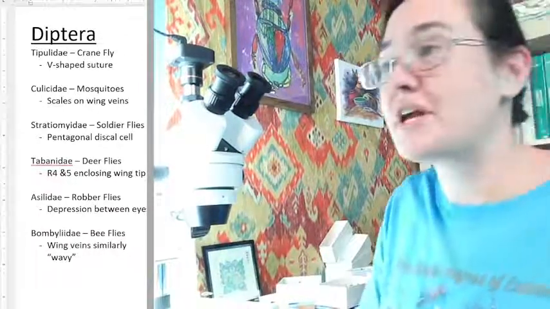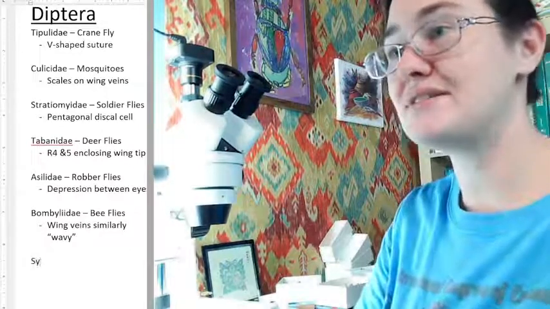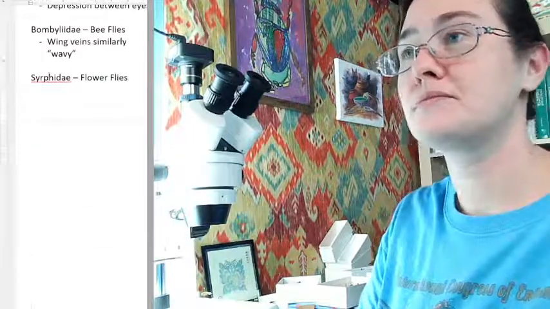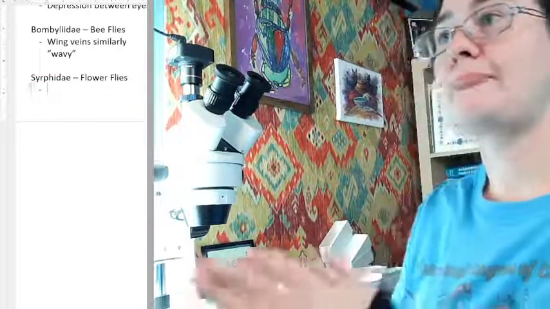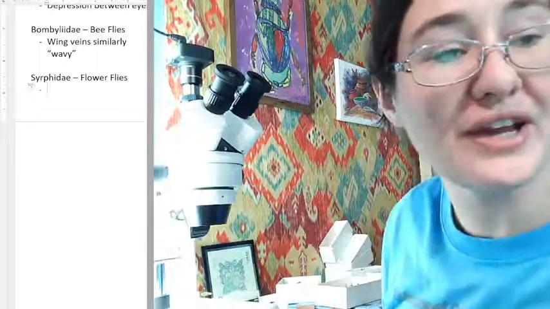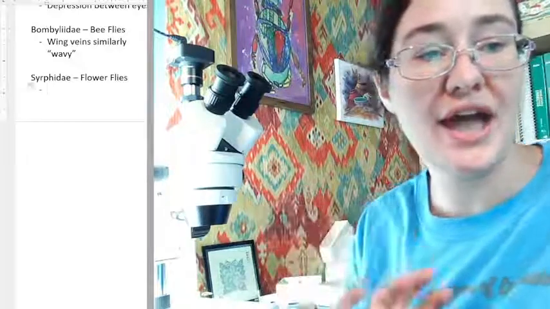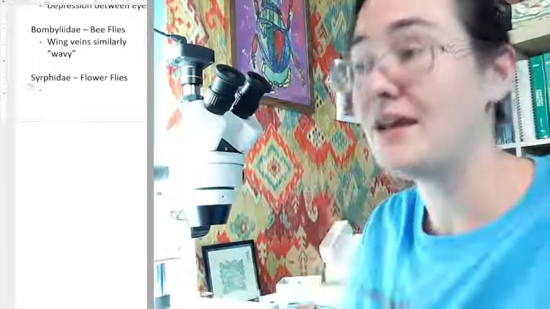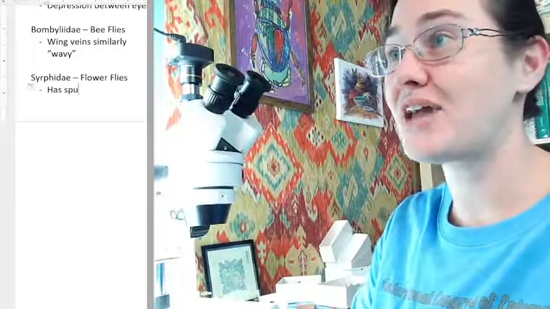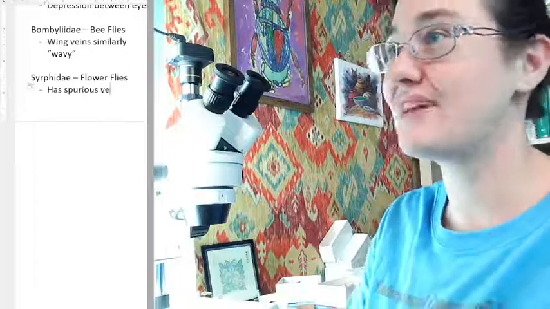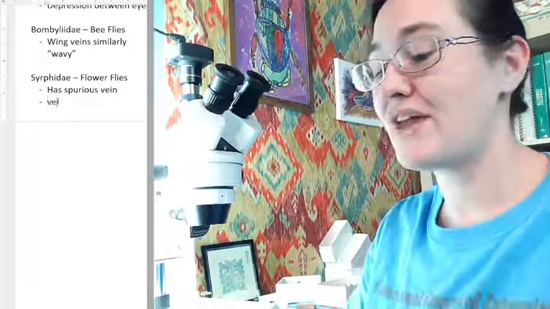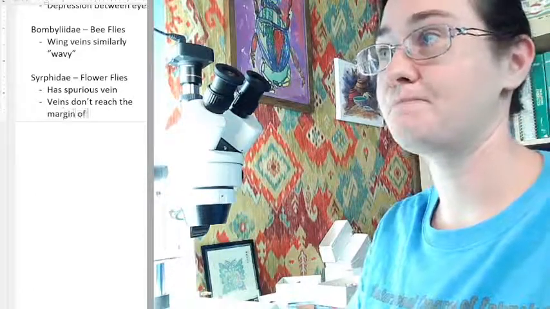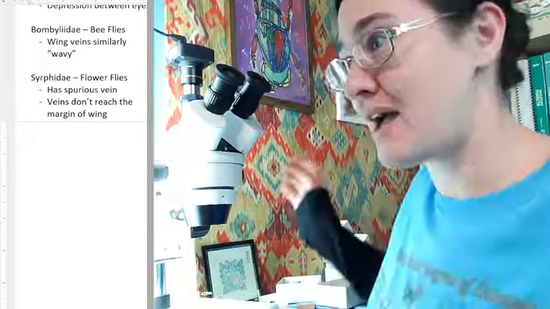Alright, so the next family that we're going to be talking about are the syrphids. Let me give myself a little bit of room. If we are looking at the syrphids, or the flower flies, we're going to want to look at the margin of the wing. And then we're going to be looking at something called the spurious vein. It has a spurious vein, and you're going to see that in a minute. We're going to say the veins don't reach the margin, and we'll see exactly what I mean by that in one moment.